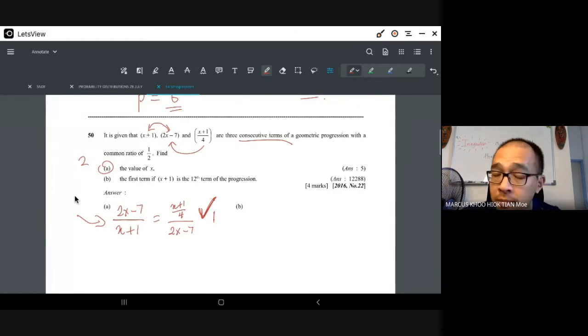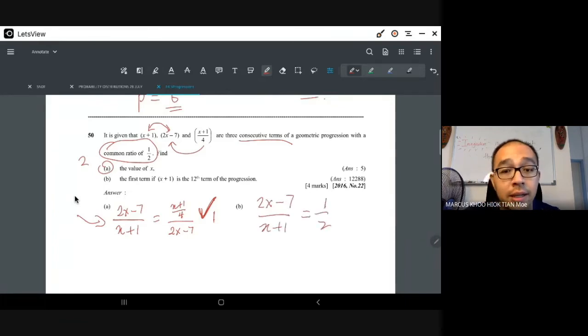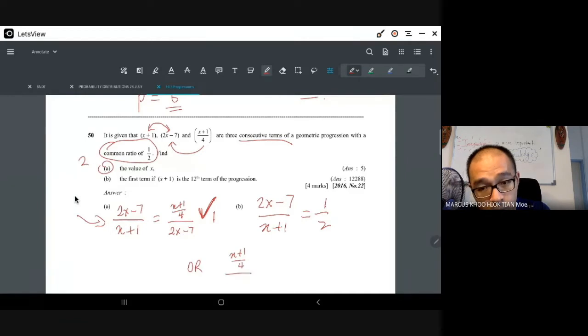Okay? Dengan memahami bahawa if there are consecutive terms, the common ratio is the same. Okay? Dan dia sudah cakap tau, common ratio is 1 over 2. Memudahkan lagi kerja kita. Okay? Kita boleh cakap 2x minus 7 over x plus 1 equals 1 over 2. Ini lagi senang. Kita boleh cari sudah. Okay? Or (x plus 1 over 4) over 2x minus 7 equals 1 over 2.